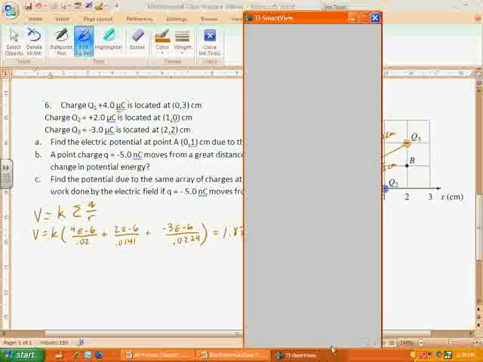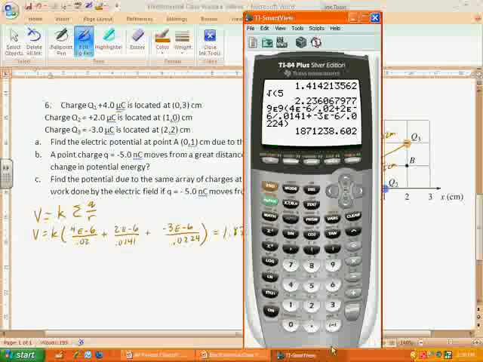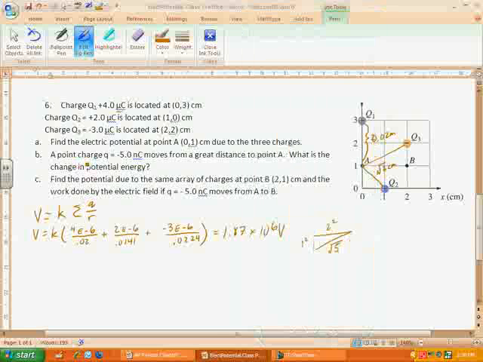And so there we go. That would be the answer to that one. All right, let's go on to part B. All right, part B says now a point charge Q of negative 5 nanocoulombs, so that would be times 10 to the negative 9th for nano, moves from a great distance to point A. What is the change in potential energy?